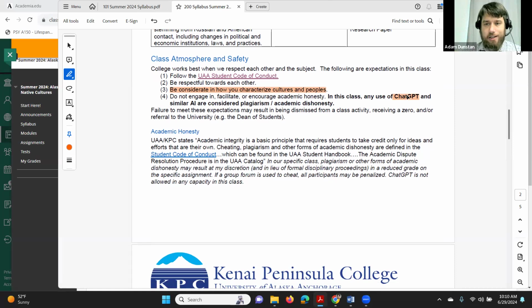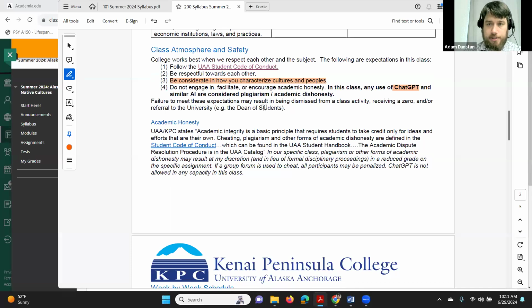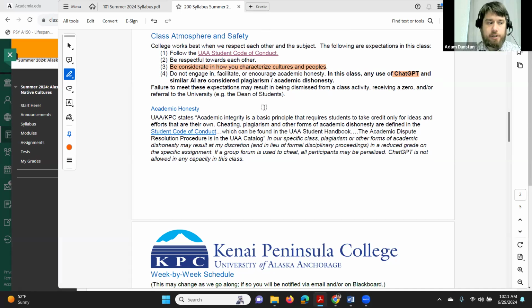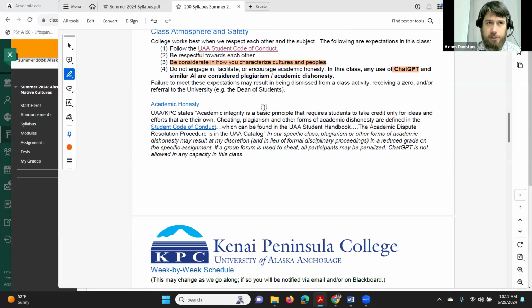In this class, I do not allow people to use ChatGPT or the other sorts of generative language AIs that have come out over the past couple of years. Do not use those in writing your papers or your test questions. Because it's against the rules and it's academic dishonesty, and I reserve the right to give you a 0 or refer you to the university, but also just because it really detracts from your own learning, and it also usually does not do a good job of covering Alaska Native cultures.